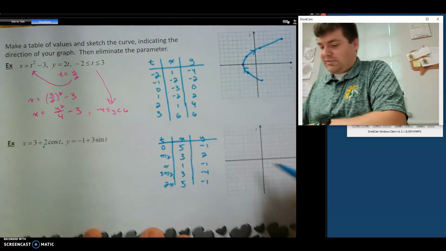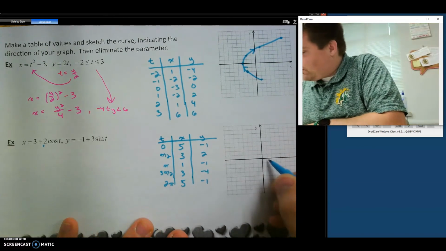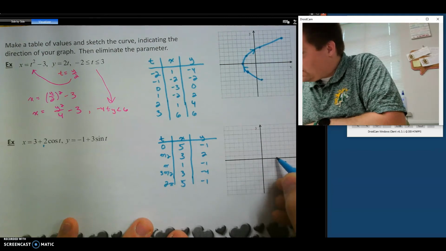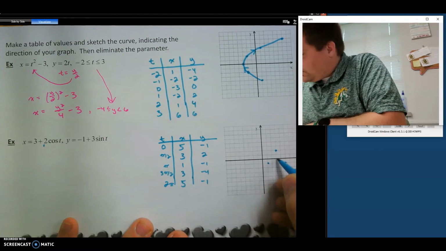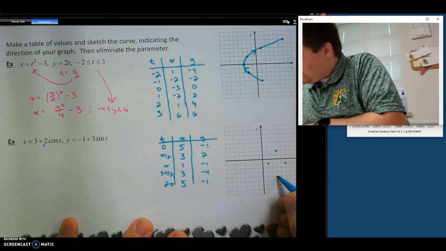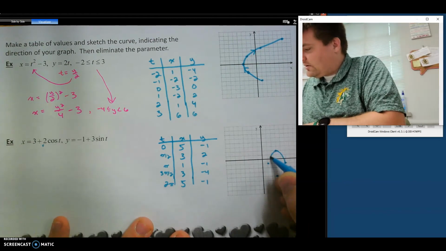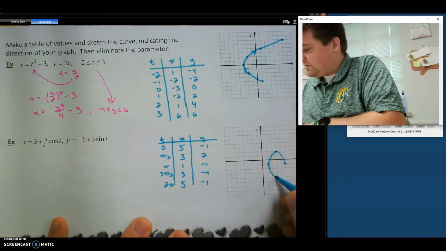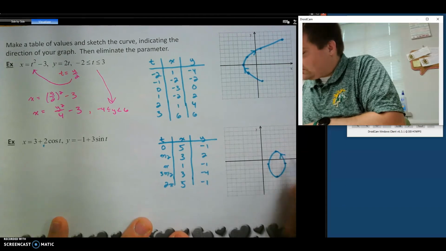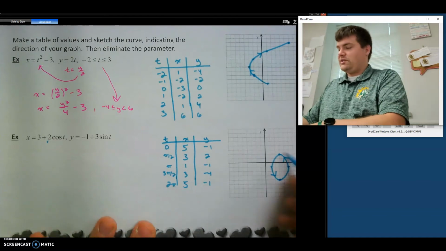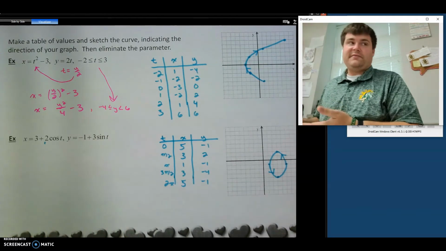When I plot this, I'm going to go 1, 2, 3, 4, 5, down 1; 1, 2, 3, up 2; 1, down 1; 3, down 4, and then again. So we start here, make this an ellipse, and we're going in this direction. I just draw those little arrows to let us know that we're going in this direction. We don't necessarily have a starting point for this one.